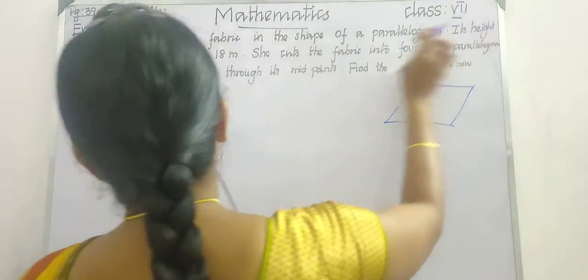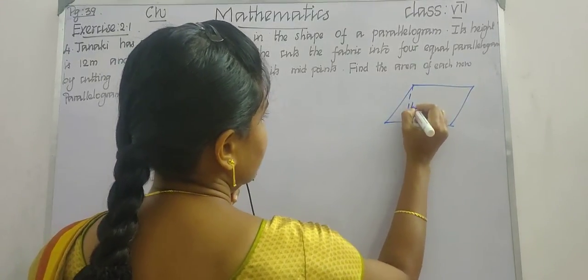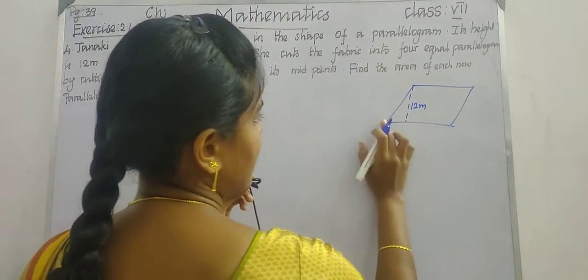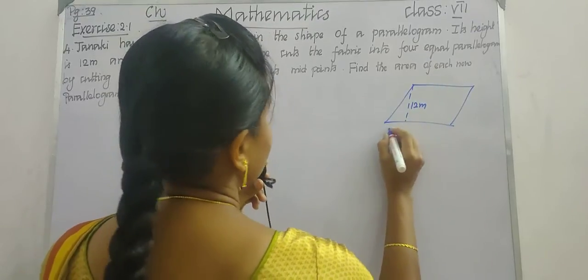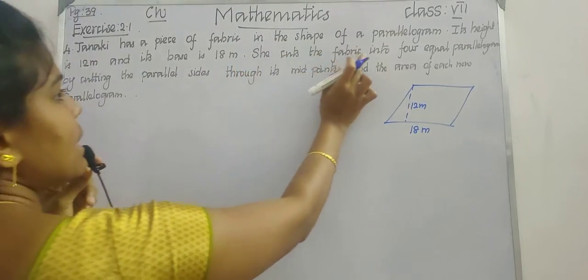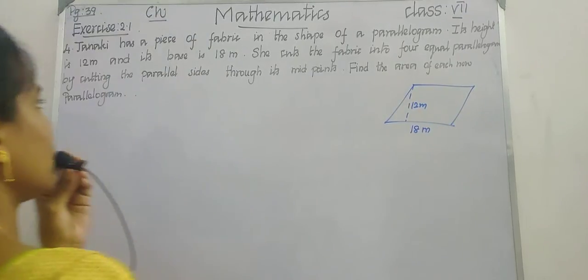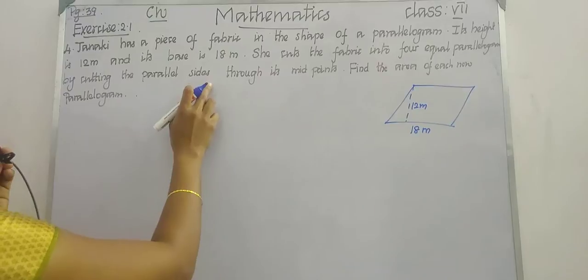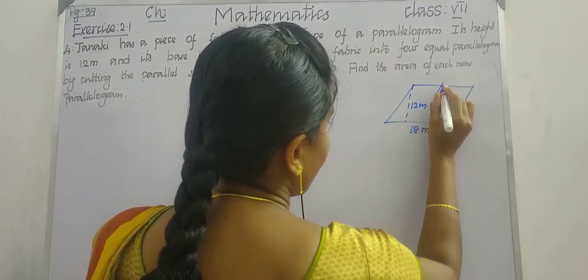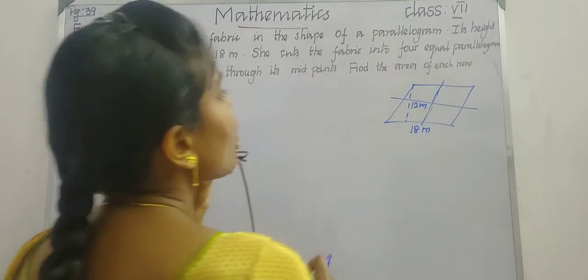Its height is given, that is 12 meter, and its base is 18 meter. Which is the base? This one is the base, right? So base of this height, this one is 18 meter. She cuts the fabric into 4 equal parallelograms by cutting the parallel sides through its midpoint. So she is cutting through the midpoint of the parallelogram.